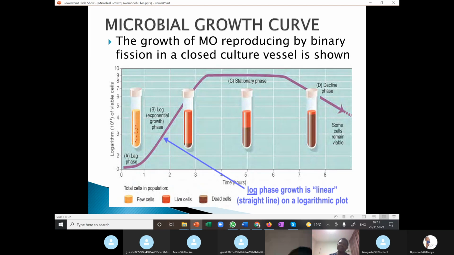So 4 stages have been well identified in what we describe as a microbial growth curve. 4 distinct stages have been identified. The first is what we call a lag phase.